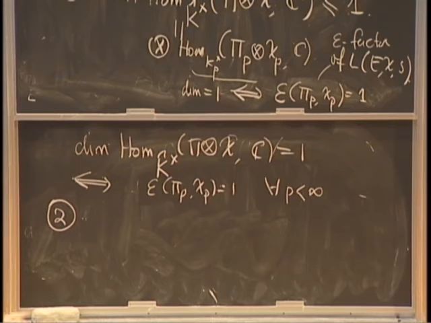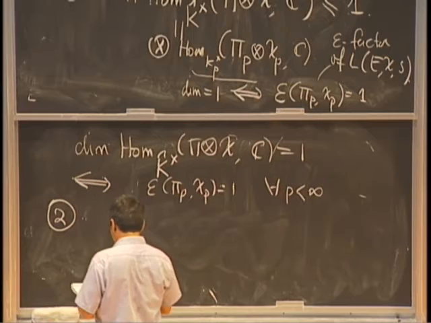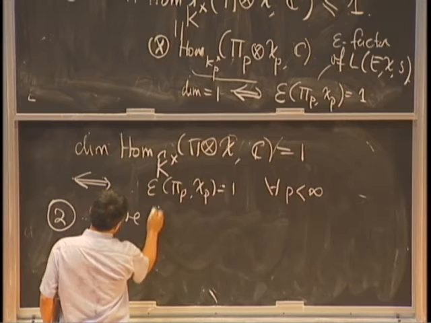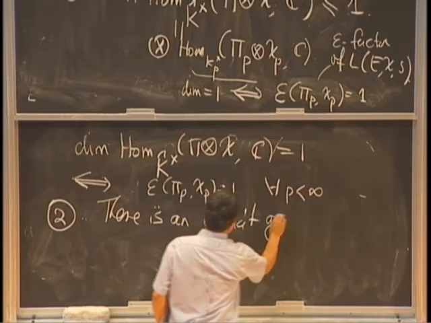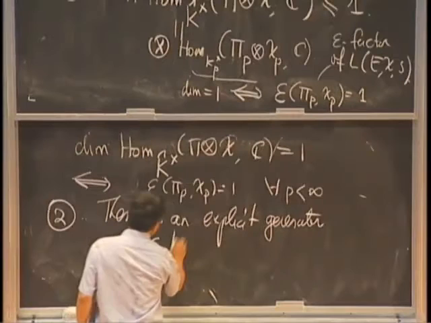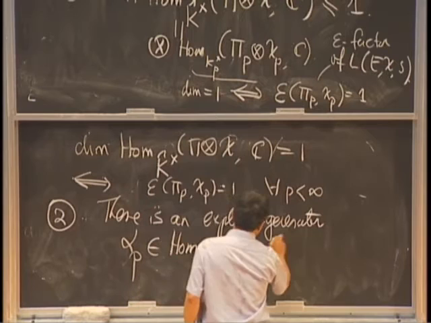The second part is interesting. So there is a basis for the space, there is an explicit generator. Let me call it α_p, inside the tensor product of the two spaces. It is called a matrix coefficient.